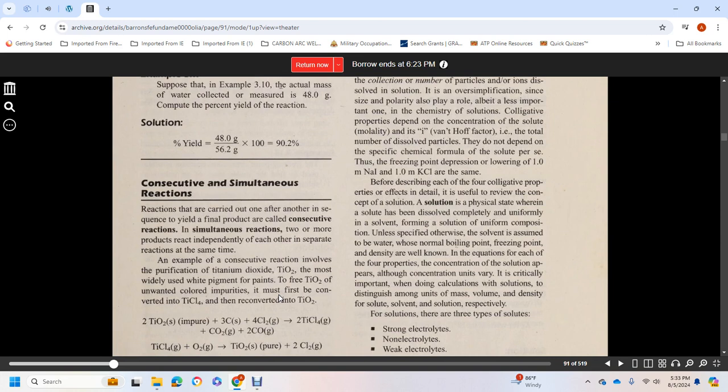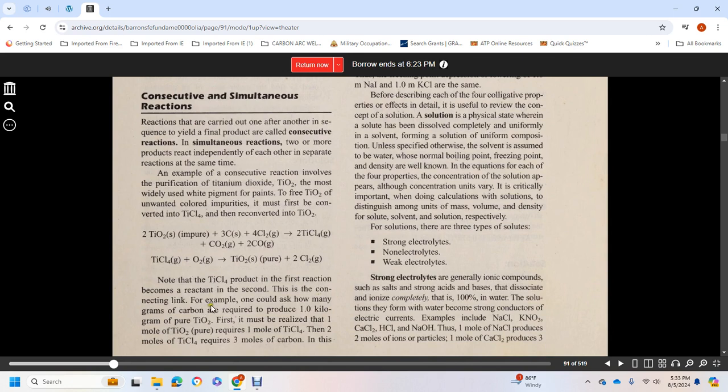Consecutive and simultaneous reactions. Reactions carried out in one after another sequence to yield the final product are called consecutive reactions. In simultaneous reactions, 2 or more reactants react independently of each other in separate reactions at the same time. Example: the consecutive reactions involved in the purification of titanium dioxide, which is the most widely used white pigment for paint. Titanium oxide with unwanted colored impurities must first be converted to titanium tetrachloride, which is then reconverted into titanium dioxide. The product of the first reaction becomes the reactant of the second, the connecting link.